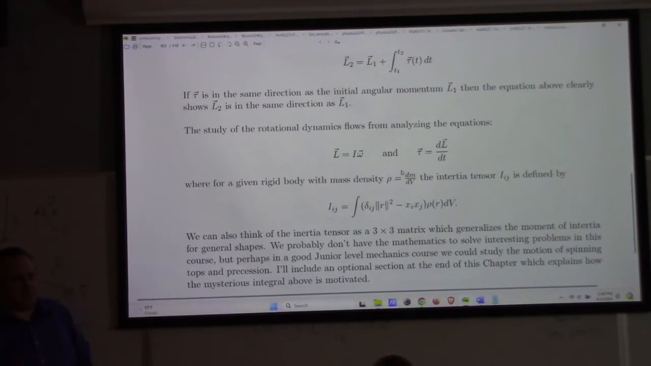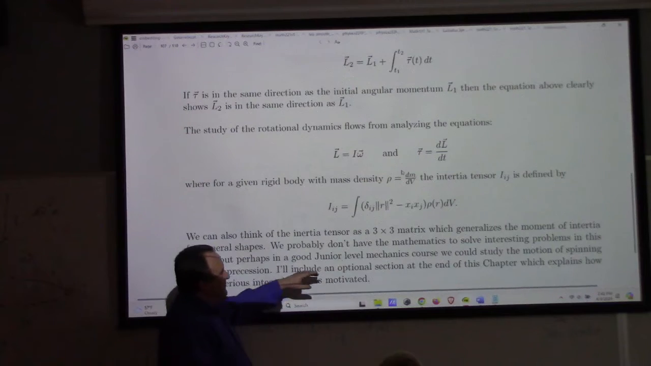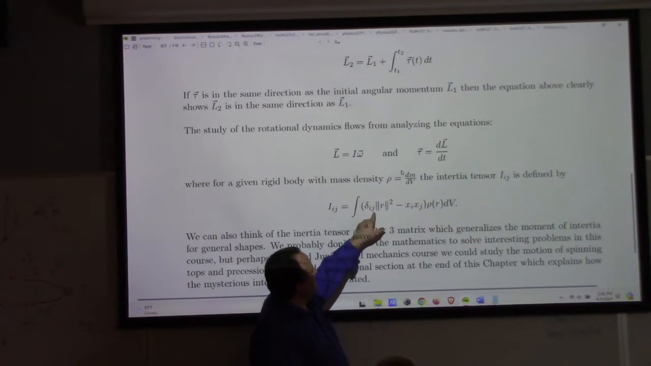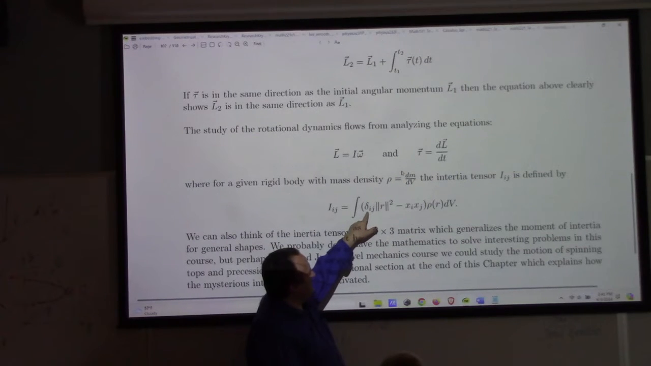Here I is actually a matrix. So the matrix of the so-called inertia tensor. And the torque, again, is dL/dt. But this matrix, more generally, is defined by this lovely integral, which has a delta_ij that is 0 if i is not equal to j. It's 1 if i is equal to j. It's called the Kronecker delta.